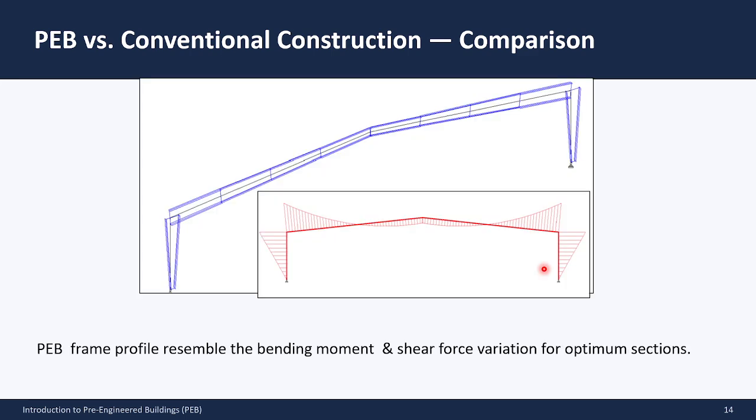This is one of the most elegant concepts in PEB design. The frame profile, the varying depth of the rafter, actually mirrors the shape of the building movement in shear force diagrams. This means the material is placed exactly where the structural demand is highest and reduced where the demand is low. This is the core reason PEB saves 30% more steel than conventional uniform sections.